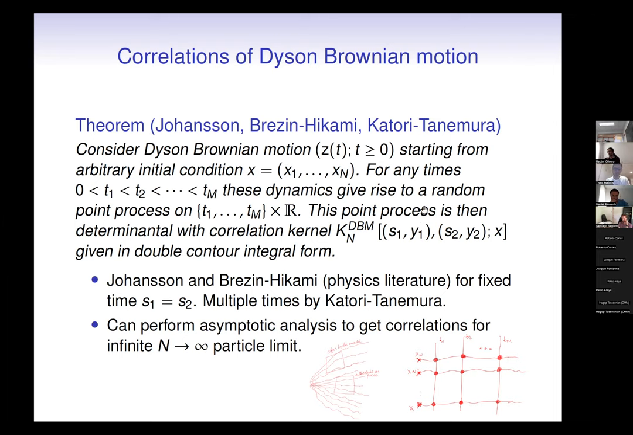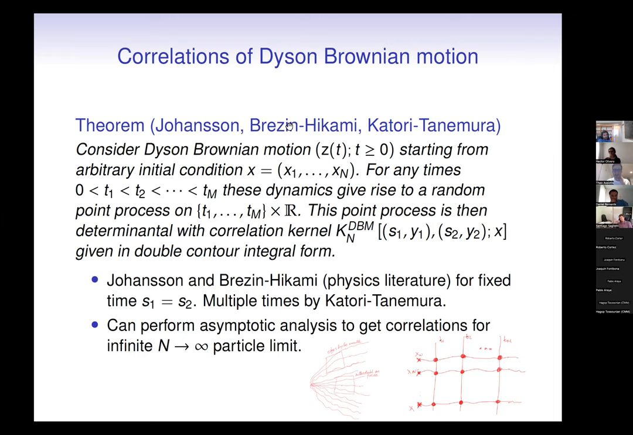And the nice thing about it is, you have this double contour integral and you can do asymptotics and so on. And I should first say, when was this result proven? It was proven by Johansson in the early 2000s, in one of his papers considering universality for Wigner matrices, and this idea of using Dyson Brownian motion somehow first appears there.